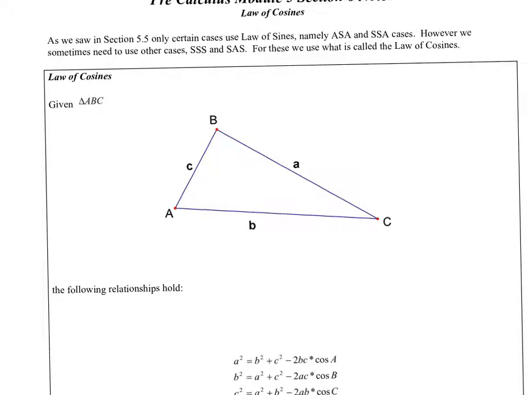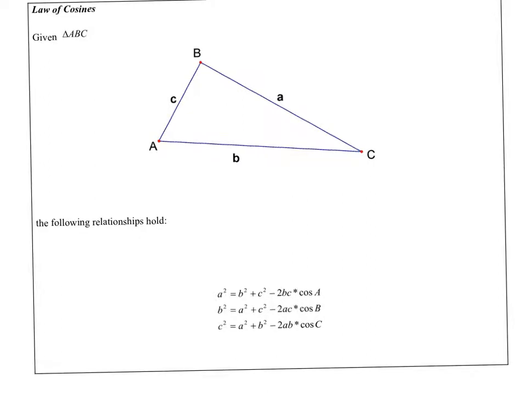In a triangle ABC, we have angles A, B, C, and their corresponding sides a, b, and c. With the law of cosines, we have three different relationships that hold. a squared is equal to b squared plus c squared minus 2bc times the cosine of A. b squared is equal to a squared plus c squared minus 2ac times the cosine of B. And c squared equals a squared plus b squared minus 2ab times the cosine of C. We can use any of these relationships to help us solve for a missing side or missing angle using the law of cosines.